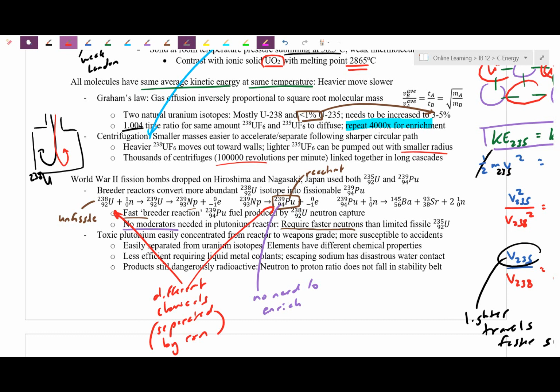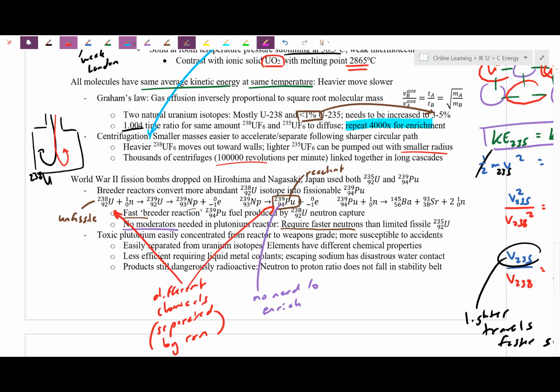Even if I start off with uranium-238 and somewhere along the way it ends up producing plutonium, if I can use a chemical reaction, break bonds and form bonds, and I can select for 239, I don't need to wait just for these physical ways to actually separate. So that's another advantage for plutonium.